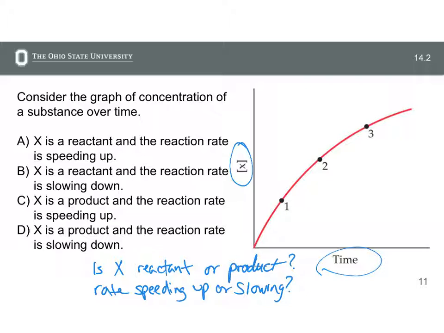So, hopefully you came up with D. All right. X should be a product. We've got basically nothing to begin with. We're forming products, so the concentration increases. If we look at the reaction rate based on the slopes of the lines, if you draw tangent lines, the reaction is actually slowing down. Okay.